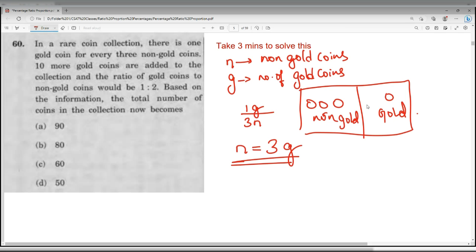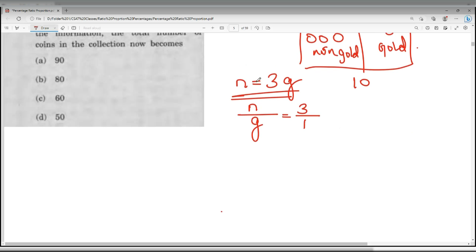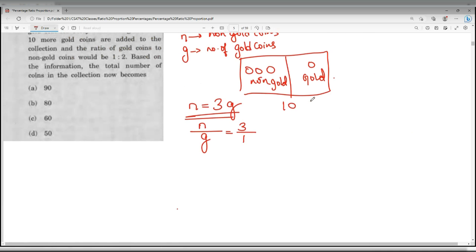Now what they are saying is, if 10 more gold coins are added to the collection, the ratio of the gold coins to non-gold coins would be 1:2. So we are adding 10 more gold coins. Earlier, n by g is equal to 3:1. And 10 gold coins are being added. So the ratio of gold coins to non-gold coins.